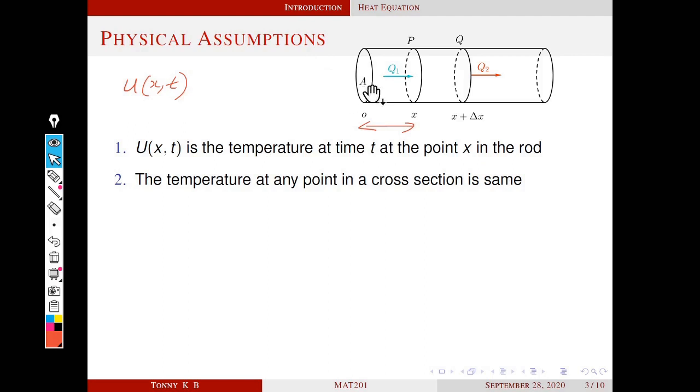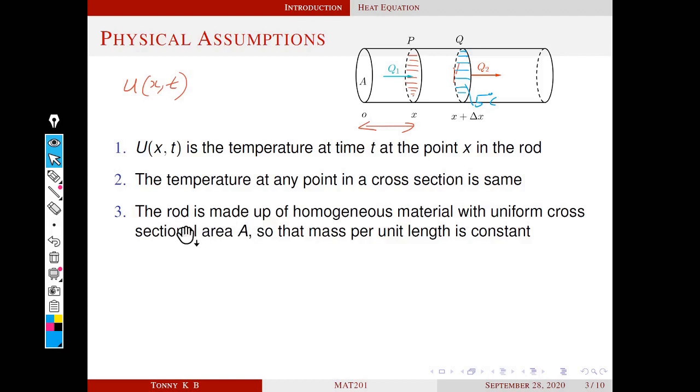The source is uniform. The temperature at any point in a cross section is the same. That means if you consider one cross section, the temperature throughout this cross section is the same. If it is 10 degrees at this point, then it is 10 degrees throughout. And this is another cross section. Suppose the temperature here is 5 degrees, then it is 5 degrees throughout. That is the meaning.